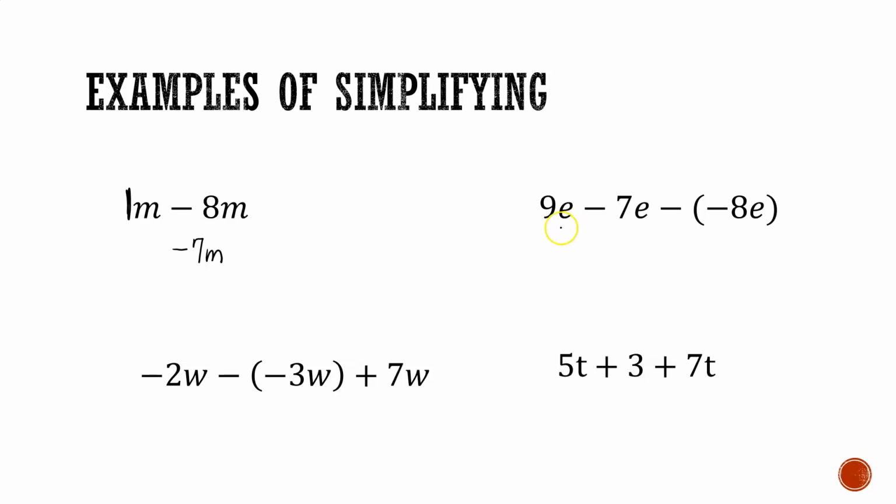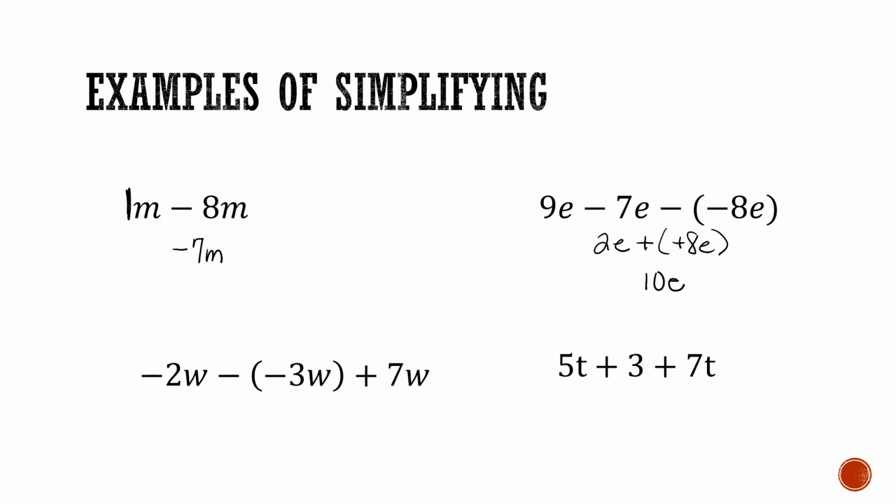All right, so the next one has 3 terms, and you can look at this a couple ways. You can do 9e minus 7e. Those terms are like, so 9 minus 7 is 2e, and minus negative 8e. Last week we reviewed what happens when you are subtracting a negative. It becomes a positive, so this becomes 10e.